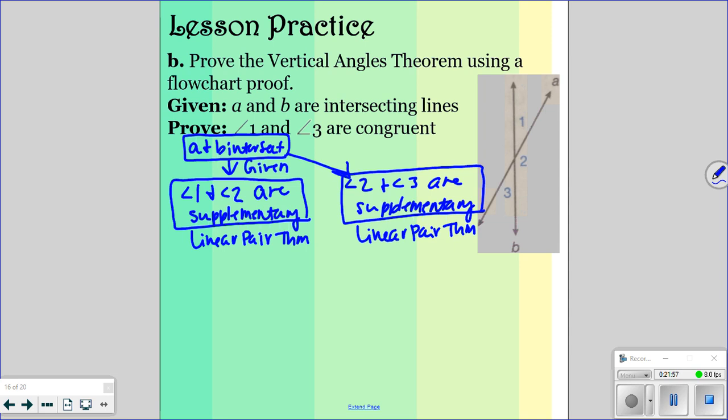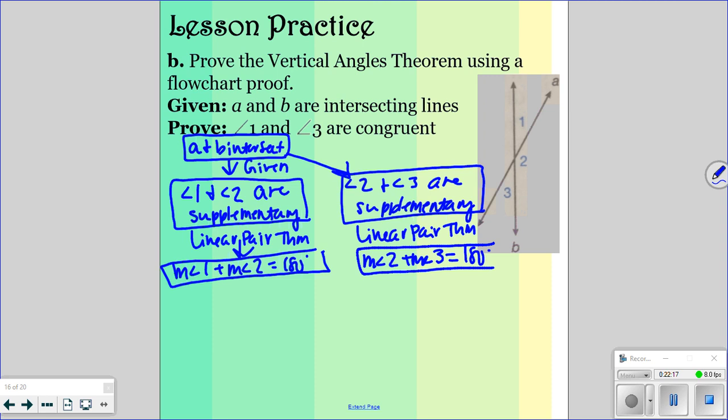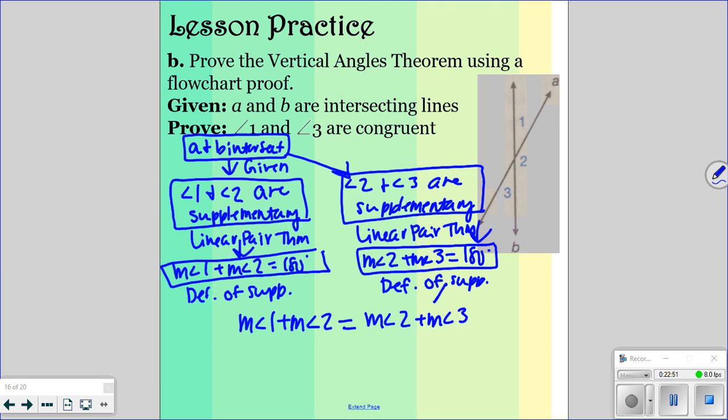Next, so if those two are supplementary, we can say that the measure of angle 1 plus the measure of angle 2 equals 180 degrees. And likewise, the measure of angle 2 plus the measure of angle 3 equals 180 degrees. And then this reasoning would just be definition of supplementary. From there, that means that angle 1 plus angle 2 equals angle 2 plus angle 3 because they both equal 180. And so that would just be substitution.